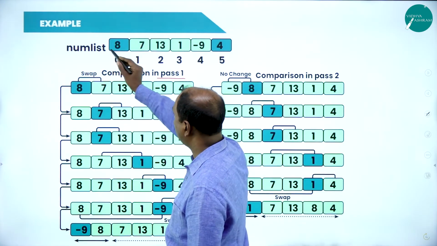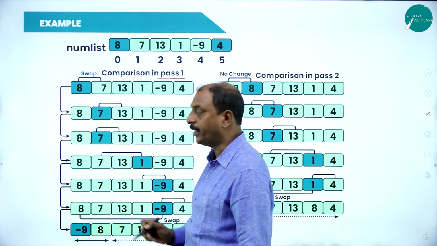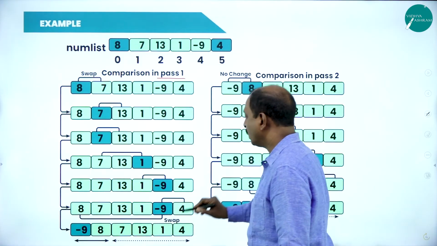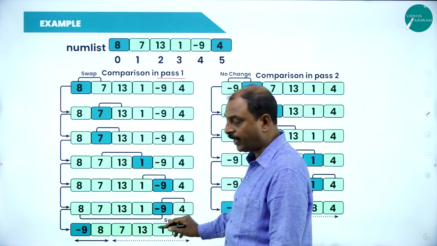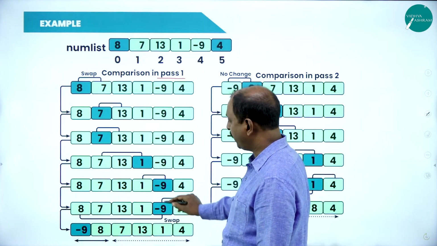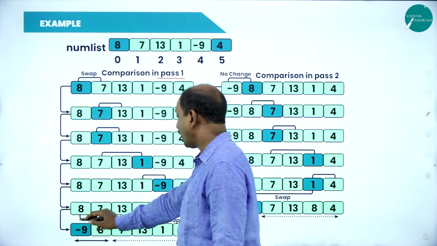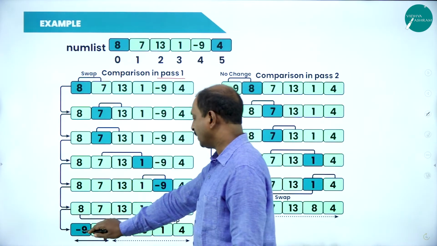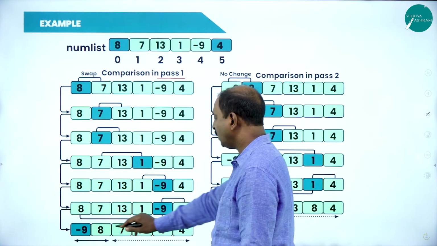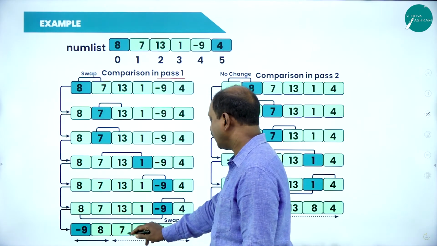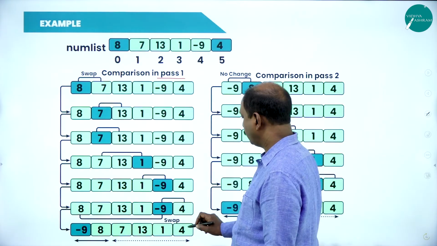Here if you look at the beginning, we considered element 8 as the smallest element. At the end of one pass or one iteration, we came to know that minus 9 is the smallest element that has to be swapped with the 8 here, the first element. So once this has been swapped, interchanged, minus 9 comes here and all other elements move one step forward or towards the right side. So 8, 7, 13, 1 and 4, because we are interchanging 1 and 4.